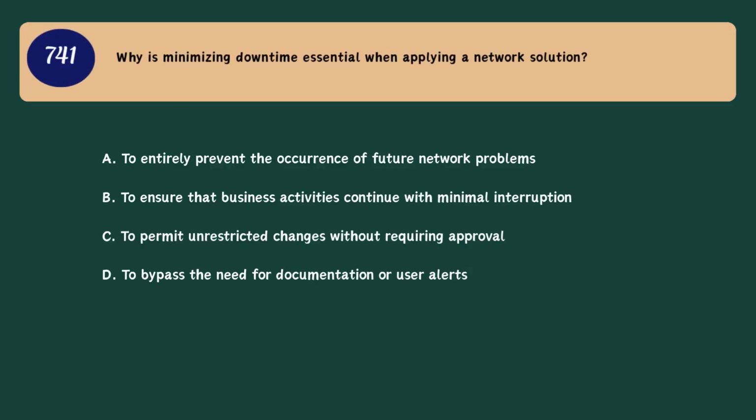Question 741. Why is minimizing downtime essential when applying a network solution? A. To entirely prevent the occurrence of future network problems. B. To ensure that business activities continue with minimal interruption. C. To permit unrestricted changes without requiring approval. D. To bypass the need for documentation or user alerts.